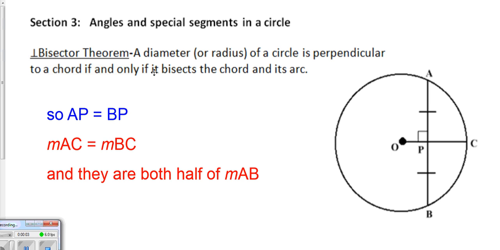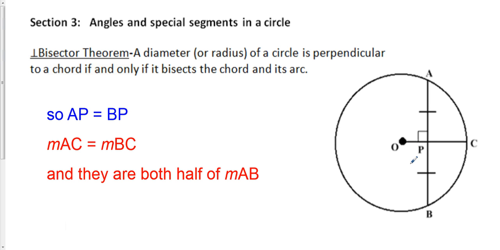Section 3 is all about angles and special segments in a circle. So we're going to start off going over a couple of new theorems. The perpendicular bisector theorem says a diameter or radius of a circle is perpendicular to a chord if and only if it bisects the chord and its arc. So what does that mean?